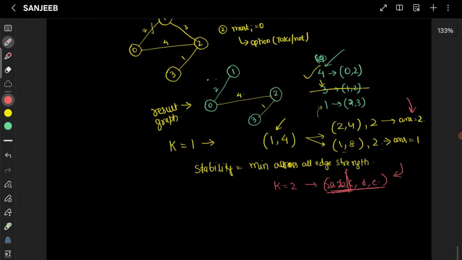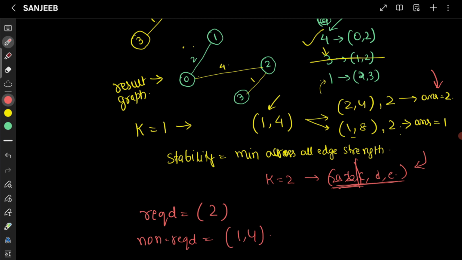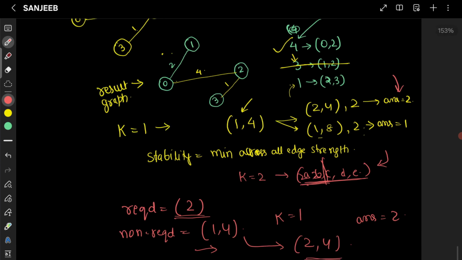Okay, don't worry, I'll explain all this. My required one is 2, I can't skip this one, right? And the non-required are 1 and 4, and as I already said, they will be sorted in ascending order. I will push this into a vector or something so that I can keep track. I have k equal to 1, so I will go over this and upgrade this, so it will become 2 and 4, and my answer will be the minimum of this and this, which is 2. So this is my approach. That's how I'll approach this problem.